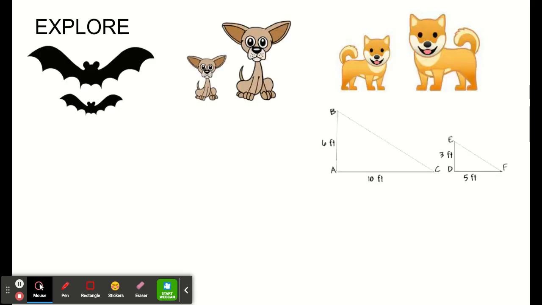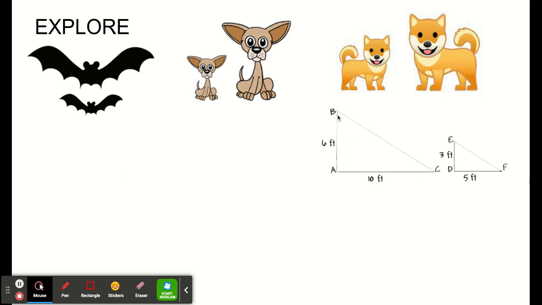So here we have a few examples of similar figures. You can see that these bats are exactly the same. One is just smaller than the other. You can see these chihuahuas are the same. Again, one is just smaller than the other, and these dogs as well. Then we have these two triangles, which are in fact similar to each other.